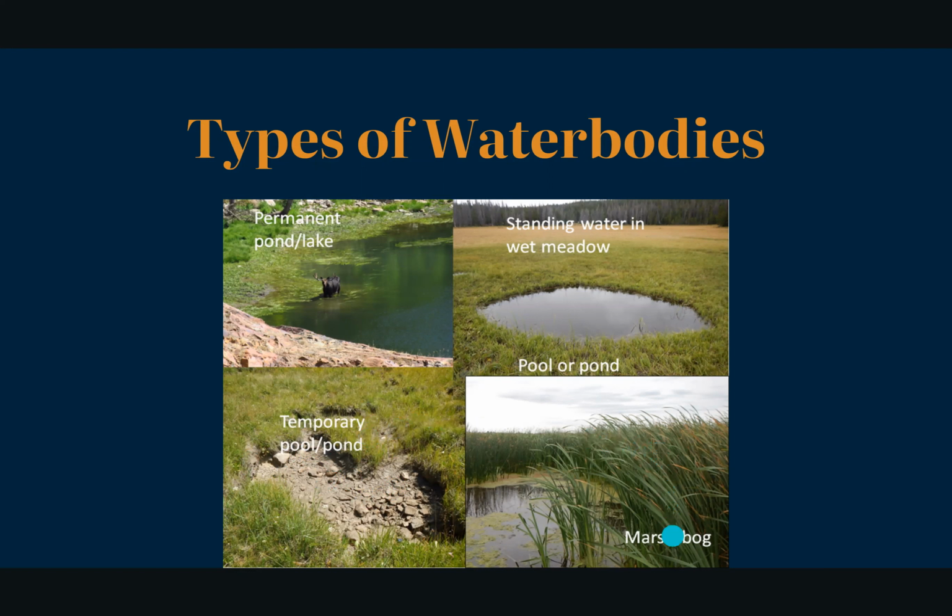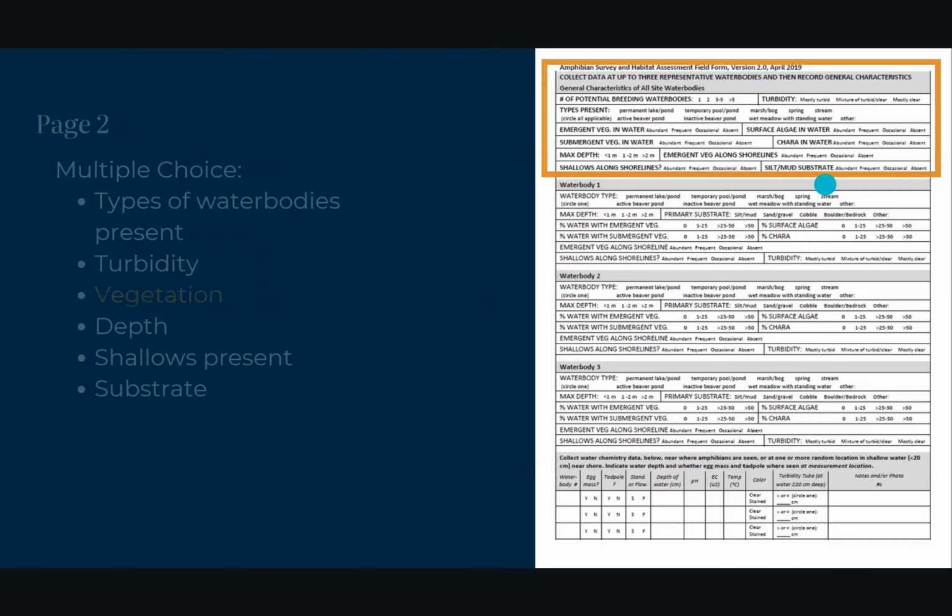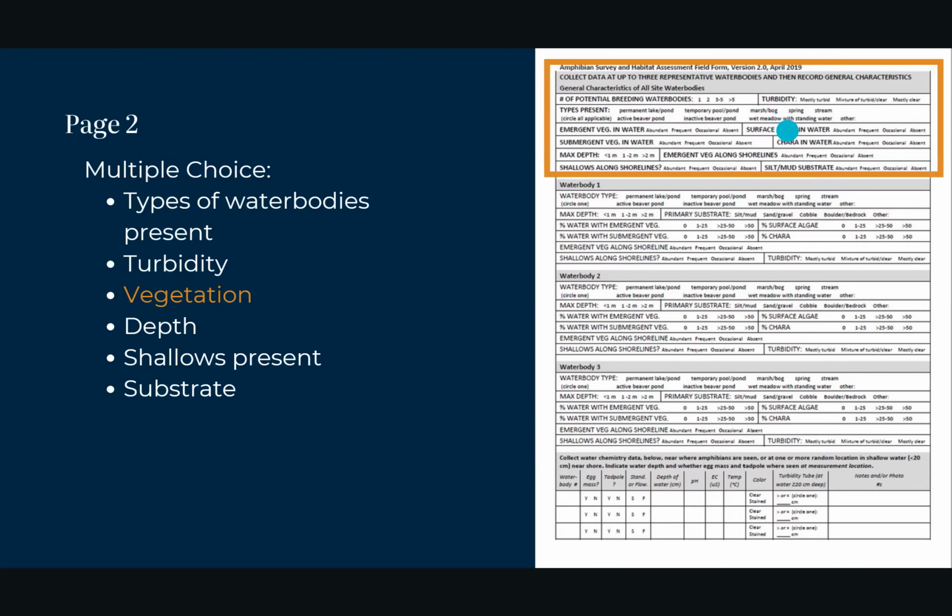So once you have circled the different types of water bodies present at your site, and it's likely to be somewhere between 1 and 3, you will next be asked how turbid or cloudy the water is. And again, multiple choice from mostly clear to mostly turbid. In that same section, you'll answer multiple choice questions for the whole site across all the water bodies that might be present. And these questions deal with the prevalence of submerged, emergent, and surface vegetation.